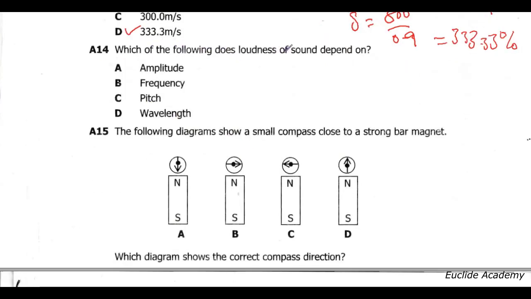Which of the following does loudness of sound depend on? So loudness of sound is about wave motion again. A higher frequency means there is higher pitch, and more amplitude means there is more loudness. So for this one, we go with amplitude.